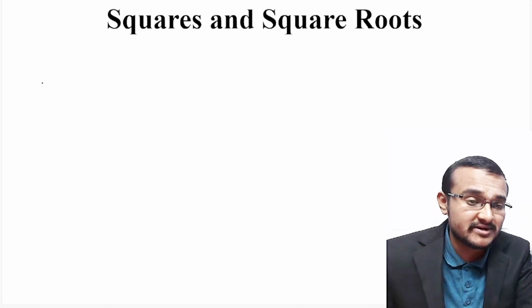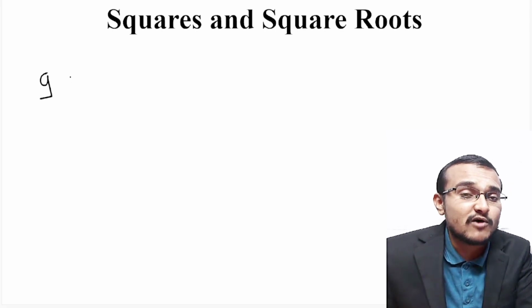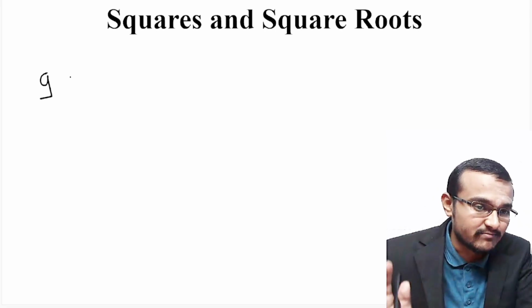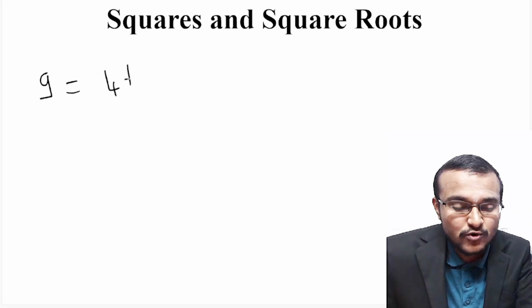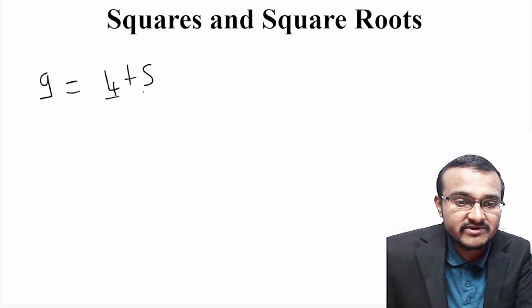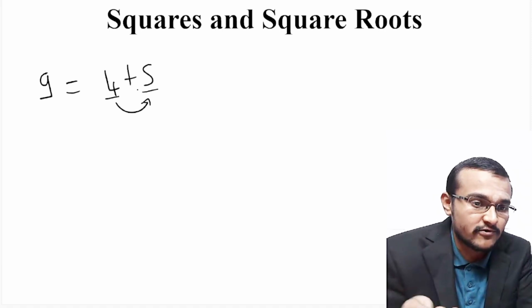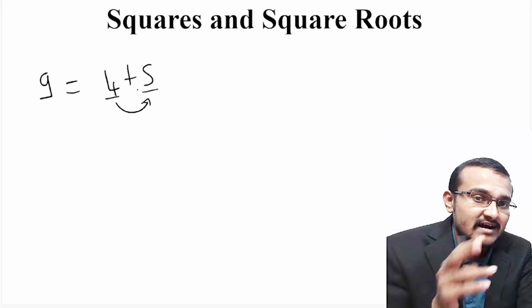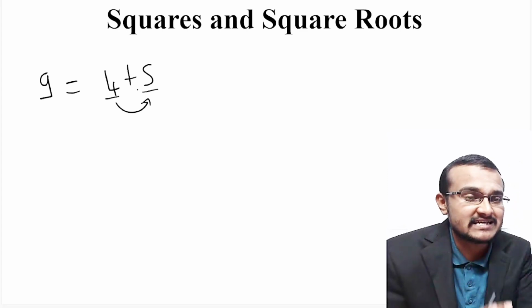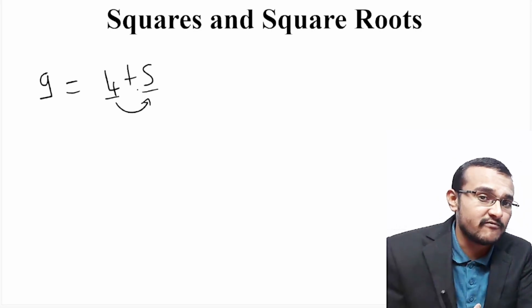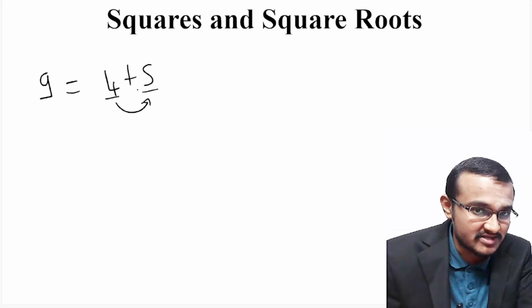Coming to the next property in this particular square chapter, any perfect square can be expressed as the sum of two consecutive natural numbers. For example, 9 is a perfect square. 9 can be expressed as 4 plus 5. 4 is a natural number, 5 is a natural number, and 5 is the immediate natural number after 4. So that shows 4 and 5 are consecutive natural numbers. So any perfect square can be expressed as the sum of two consecutive natural numbers.